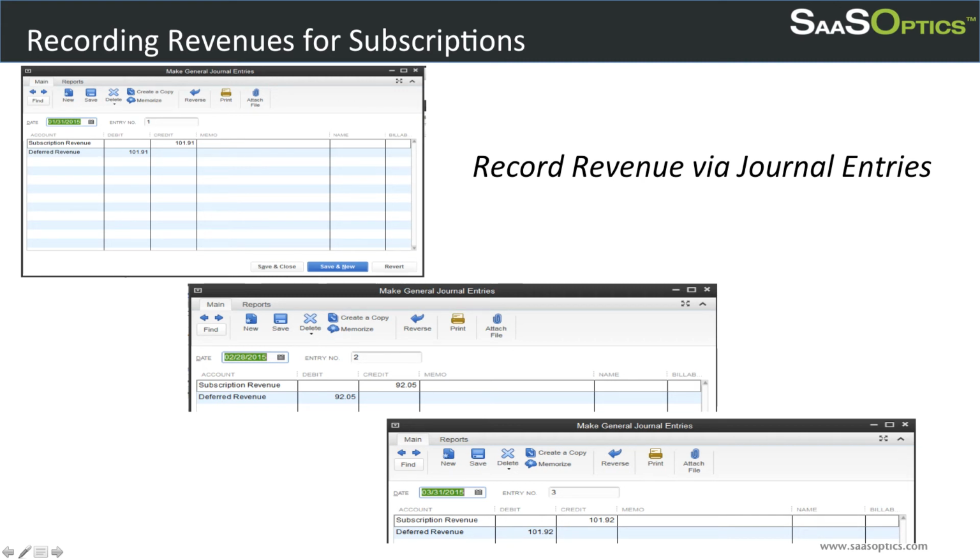In my example, I only have 3 journal entries for my one example. So in January, on January 31st, I'm going to debit deferred revenue, which is I'm going to take away from deferred revenue $101.91, and I'm going to put it into my income account called subscription revenue. I'm going to do the same thing in February and in March. Now I'm going to do a slightly different amount in February because there's 28 days in February.